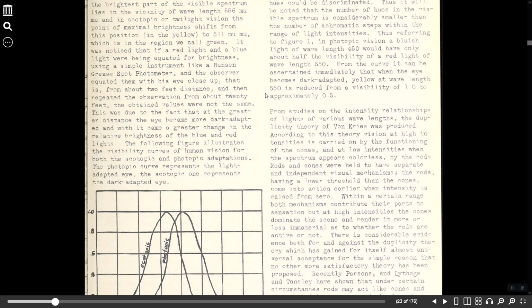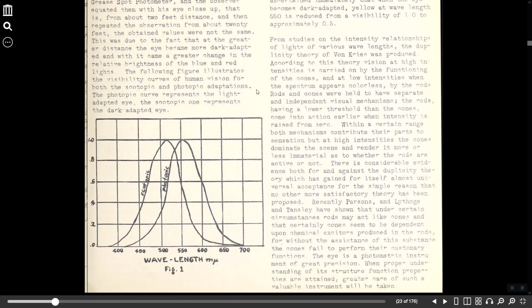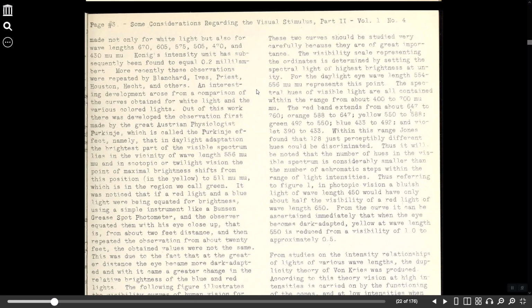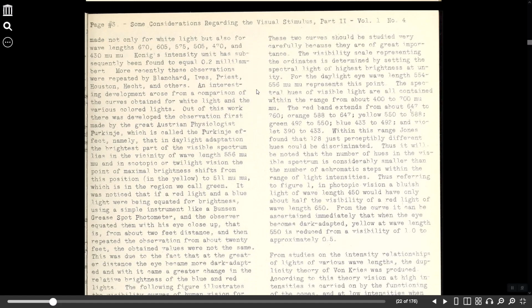The following figure illustrates the visibility curves of human vision for both the scotopic and photopic adaptations. The photopic curve represents the light-adapted eye. The scotopic one represents the dark-adapted eye. These two curves should be studied very carefully because they are of great importance. The visibility scale representing the ordinates is determined by setting the spectral light of highest brightness at unity. For the daylight eye, wavelength 554 to 556 mu represents this point.